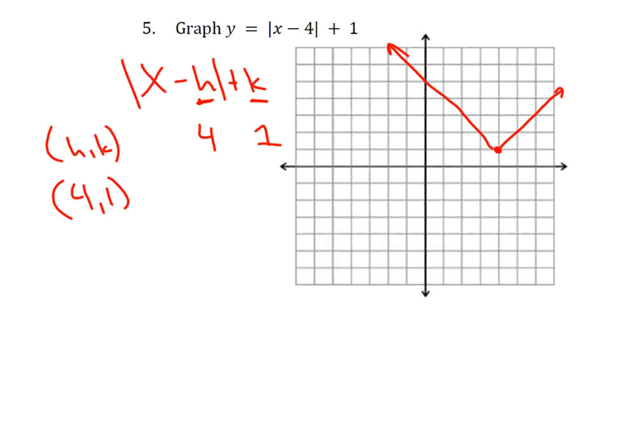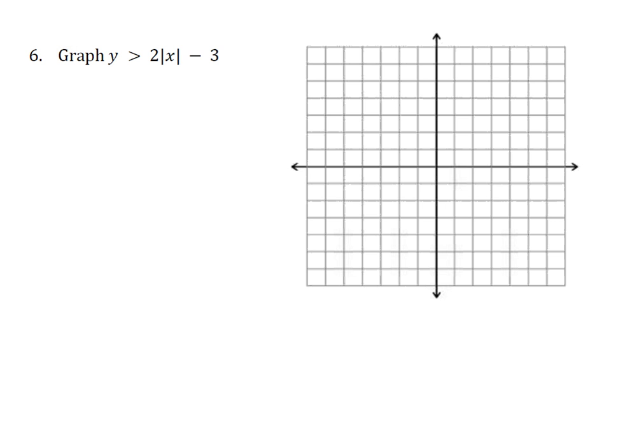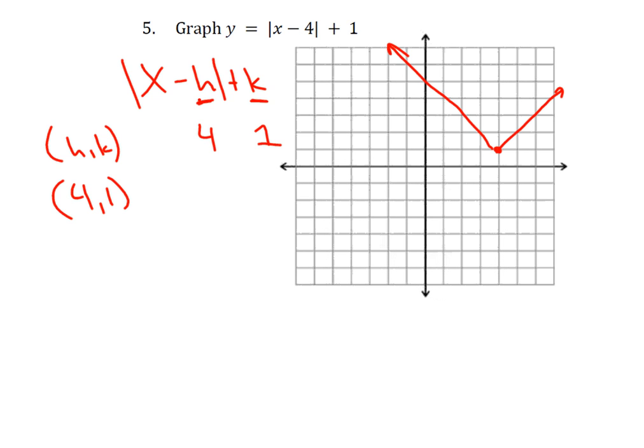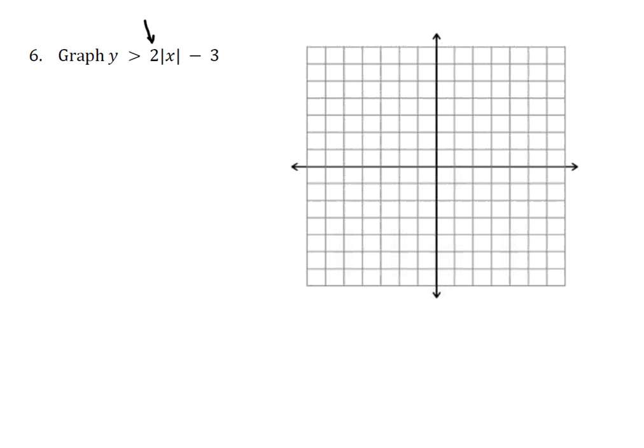There's your answer. Aha, let's see what the 2 is going to do in front of it. All right, so y greater than 2|x| minus 3. So this is like saying 2 absolute value of x minus 0, minus 3. So my vertex is going to be at 0, negative 3. What the 2 does is that it stretches it. So instead of the slope going up 1 over 1, it's now going to go up 2 over 1.